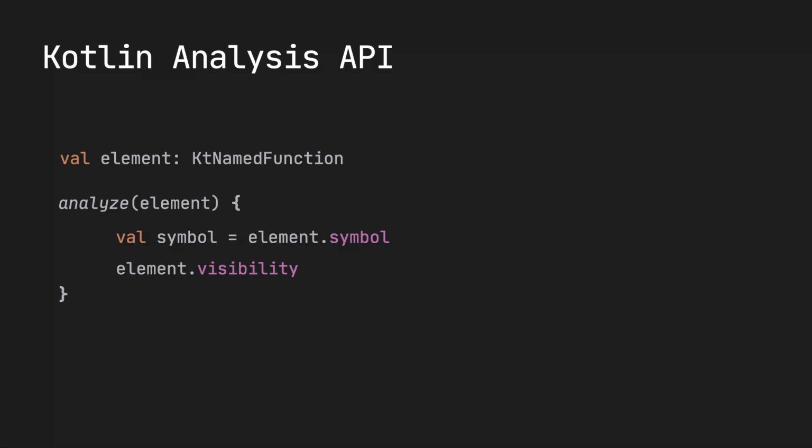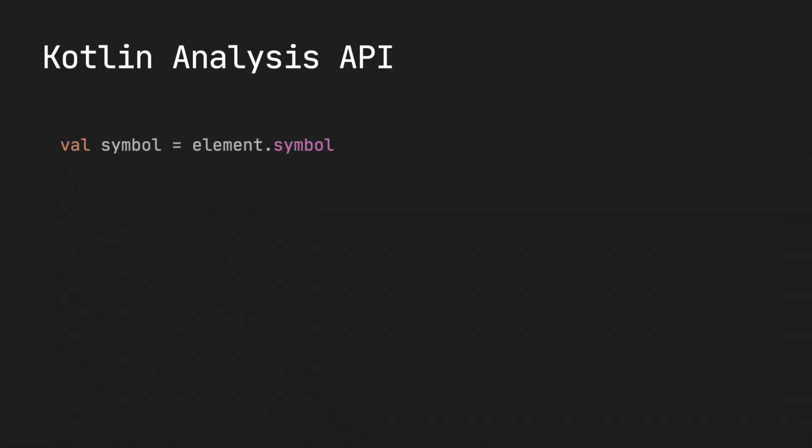So how do I get information about the visibility of an element? Just like this, element.visibility. What it gives me is information such as that it's protected. Visibility, for example, is an extension on this element. And this is how the analysis API works.